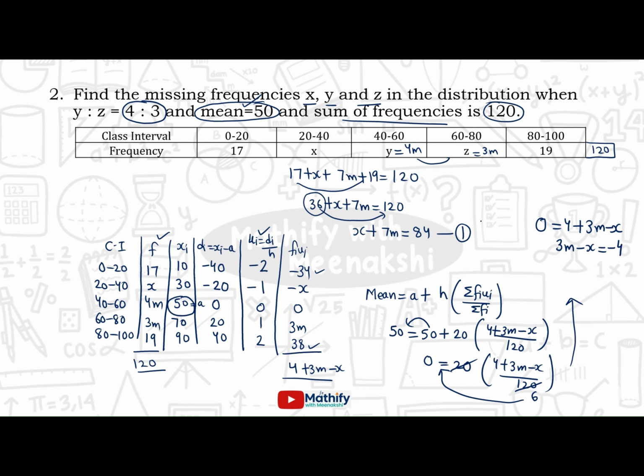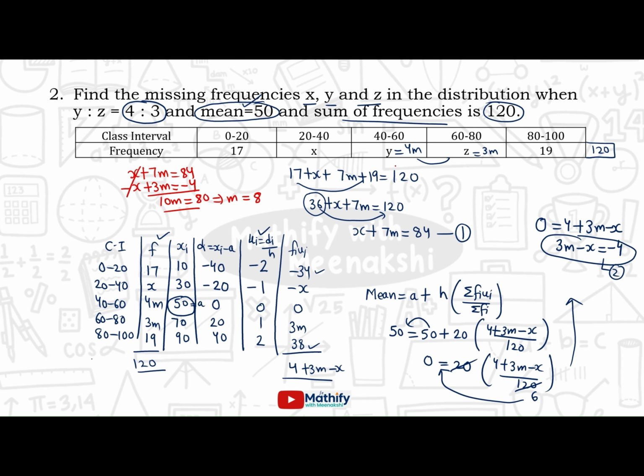Now we'll solve these two equations, first and second. I will use a different color for that. Let me use red for that. So I'm solving here. First is x plus 7m is equal to 84. And second is minus x plus 3m is equal to minus 4. You can cut this. 10m is equal to 80. So you can write that your m is 8.